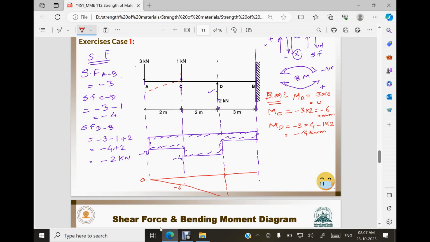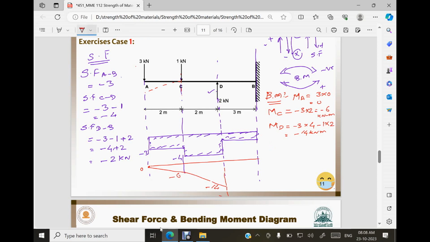Okay, and now let me come to bending moment at B. Let me do it a bit more correctly. I will rub this out and do it a little bit higher up. Now I will draw a line here. It was 0, then it came to minus 6. Now it is minus 14.